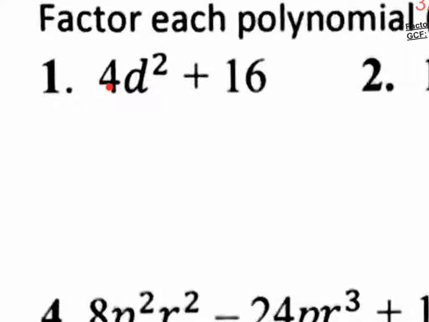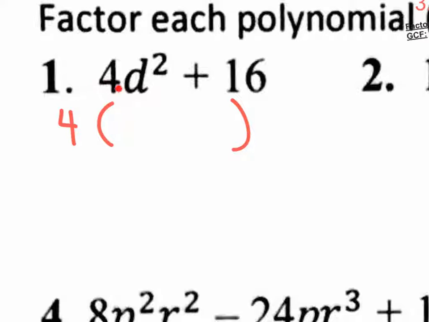Well, if you look at the coefficient 4 and the coefficient 16, you're probably thinking, hey, I could pull out a 2 from both terms, but that's not the greatest value you could pull out. The greatest value would be 4. And if you pull out a 4, what would be left inside? It's kind of like doing reverse distributive property.